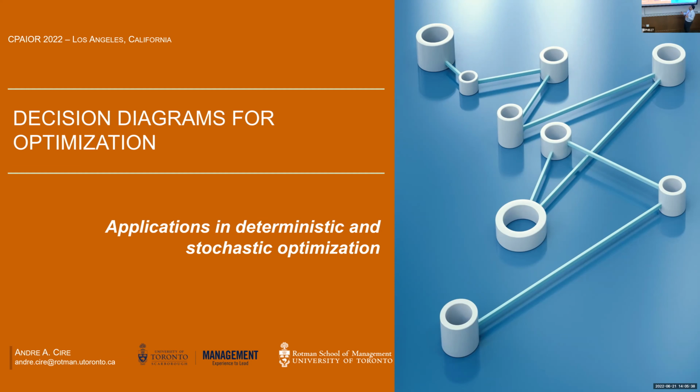So today I'm going to talk about decision diagrams for optimization. I'm going to focus on some applications in deterministic and stochastic optimization, right?